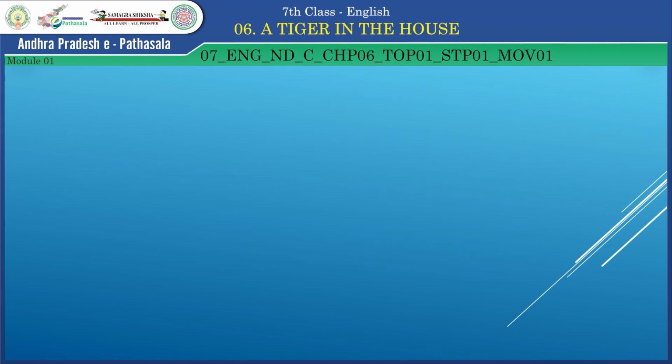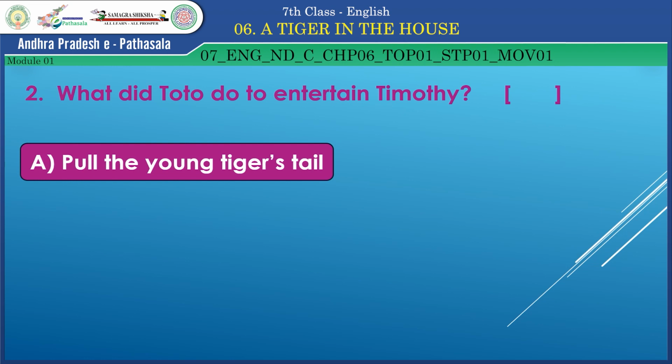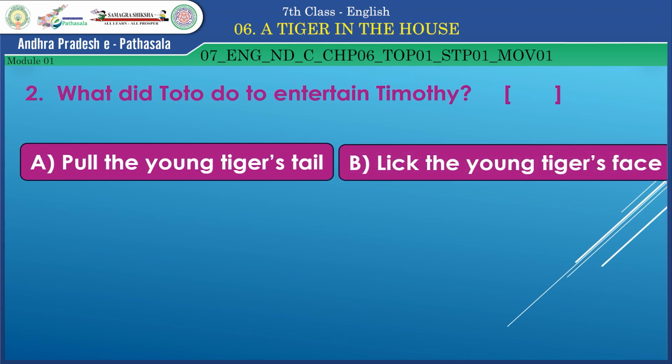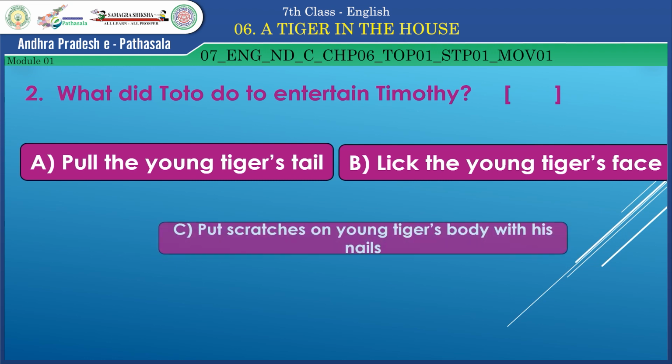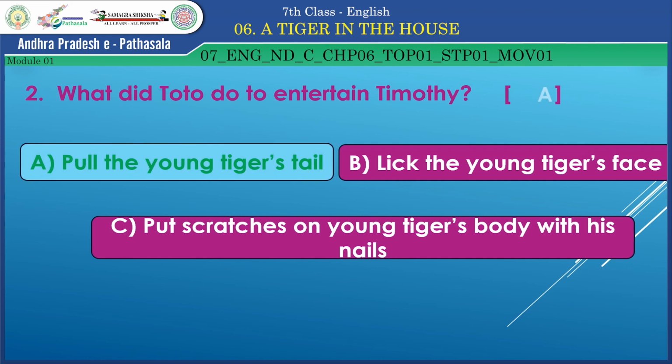Question number 2. What did Toto do to entertain Timothy? Option A. Pull the young tiger's tail. Option B. Lick the young tiger's face. Option C. Put scratches on young tiger's body with his nails. Can you guess what is the answer? Yes, you are right. The answer is option A.